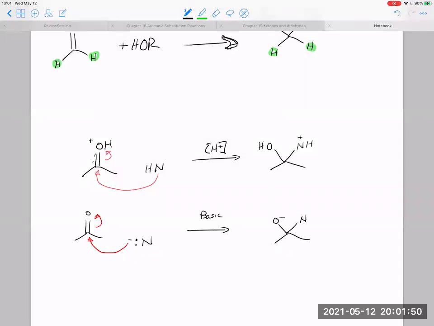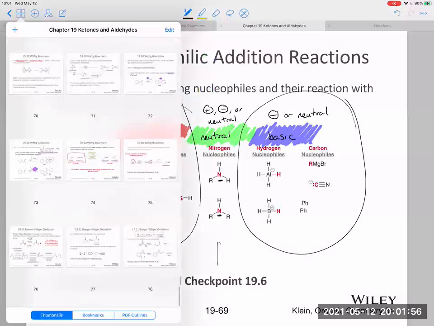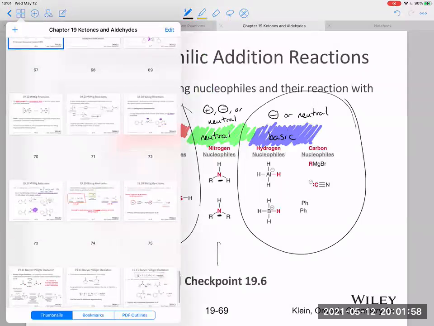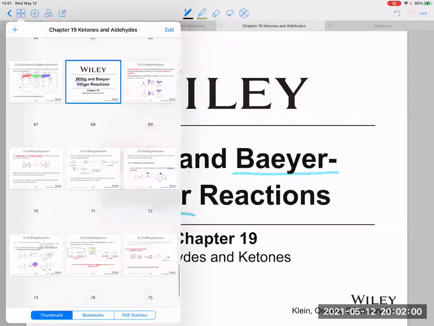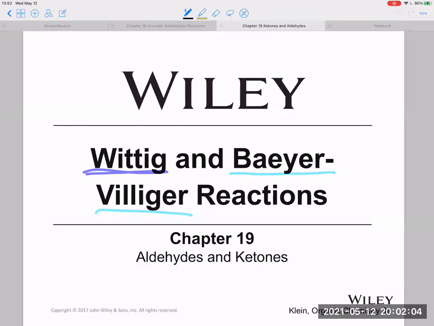All right, so I'm going to click over to Unit 4 here in a second. The last thing I wanted to remind you about this chapter is that there were two additional reactions that we learned, the Wittig and the Baeyer-Villiger. So just to summarize quickly.